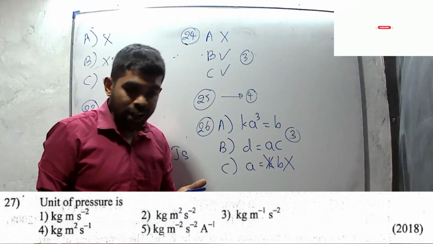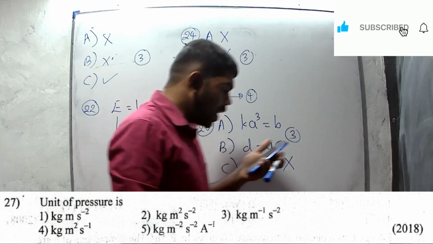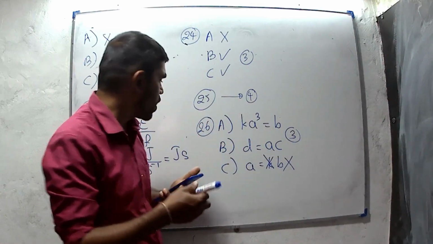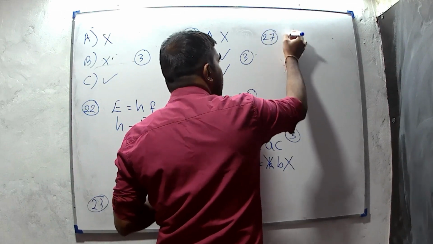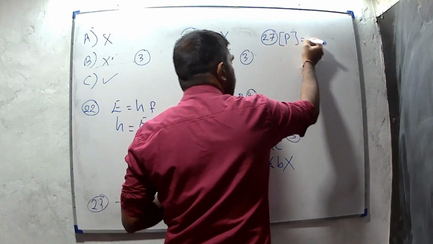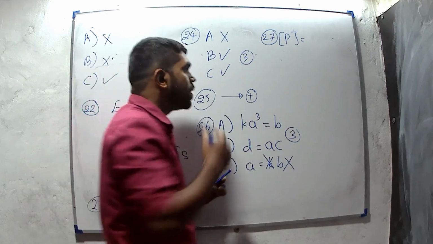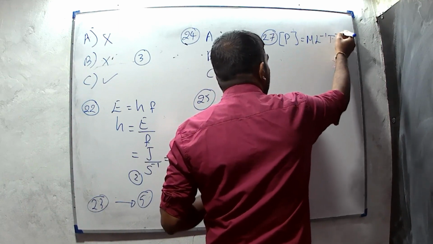Question number 27. Units of pressure is. We have to select the unit of pressure. We can use dimensions of pressure. We know that dimensions of pressure means force divided by area. We can get dimensions ML^-1 T^-2.